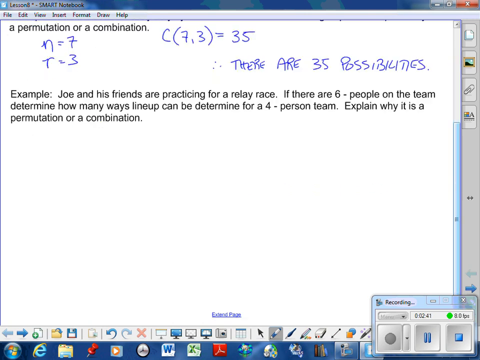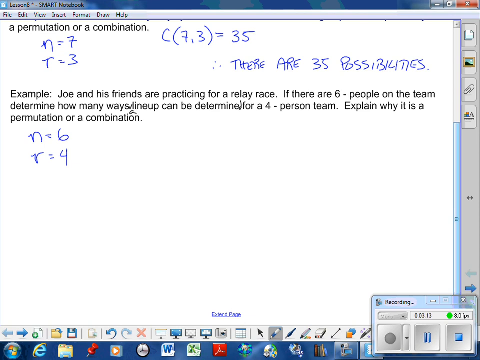Next question. Joe and his friends are practicing for a relay race. If there are 6 people on the team, determine how many ways a lineup can be determined for a 4-person team. So we already know there's 6 people on the team, and only 4 of them can run. Is this a combination or a permutation?